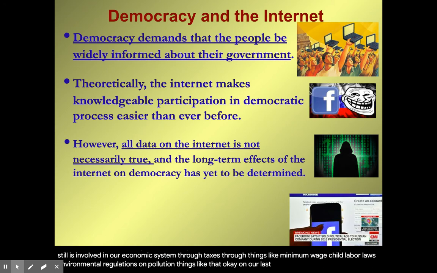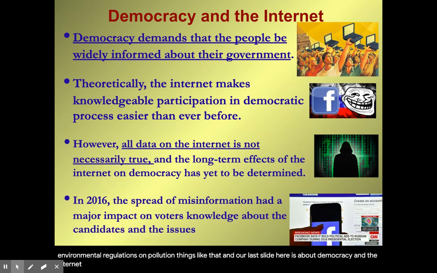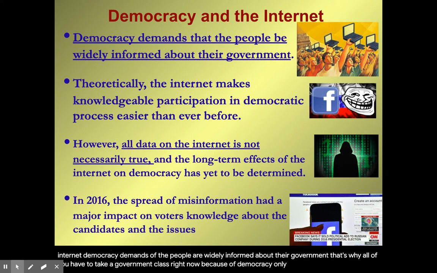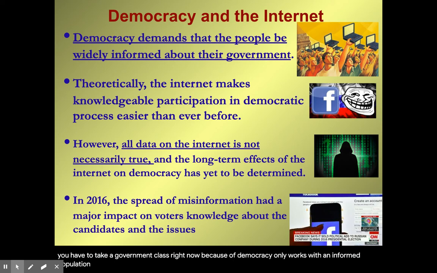Okay, and our last slide here is about democracy and the internet. Democracy demands that the people are widely informed about their government. That's why all of you have to take a government class right now, because a democracy only works with an informed population. So, theoretically, the internet would make us all smarter about participating in our democracy. It's easier, we all can find information as soon as we want it.